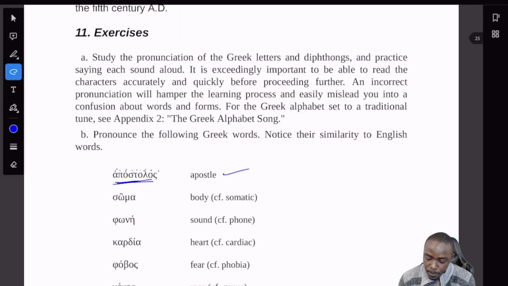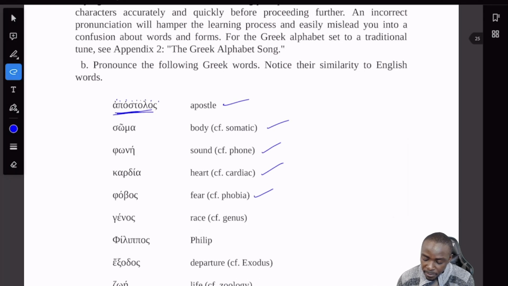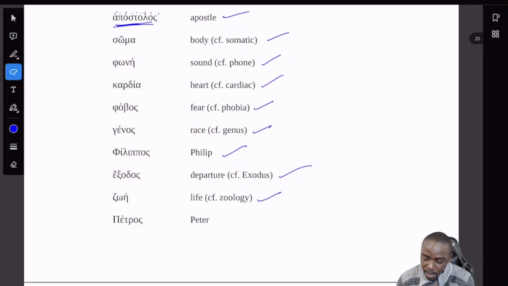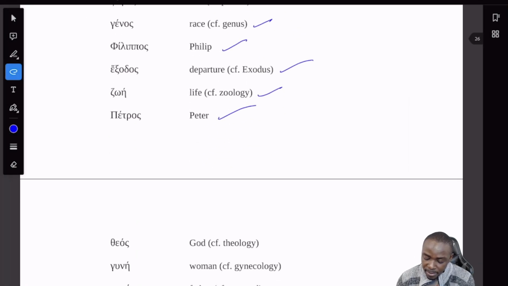Apostolos means apostle. Then the second word is soma, means body. Third word is phone, means sound. And the fourth word is cardia, heart. Then you have phobos, fear. And genos, race. Philippos, Philip. Exodus, departure. Then you have zoe, life. Petros, Peter. Then you have theos, which is the word for God, theos.